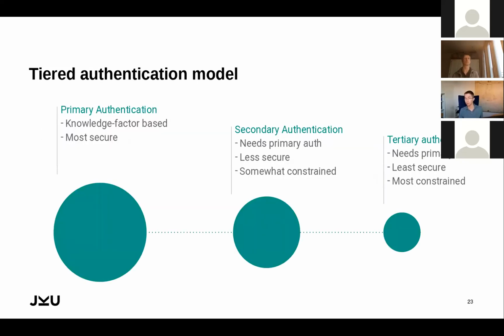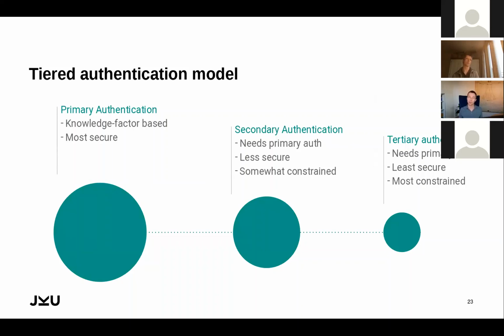And so Android has what's called a tiered authentication model, with the primary authentication being knowledge factor based. That's a PIN code, password, pattern that is always required and is always used to also derive, for example, the device encryption keys. Then there's secondary authentication, typically biometric, which is not assumed to be as secure as the primary one, but is more usable and is somewhat constrained. For example, every 72 hours, you have to fall back to primary authentication.